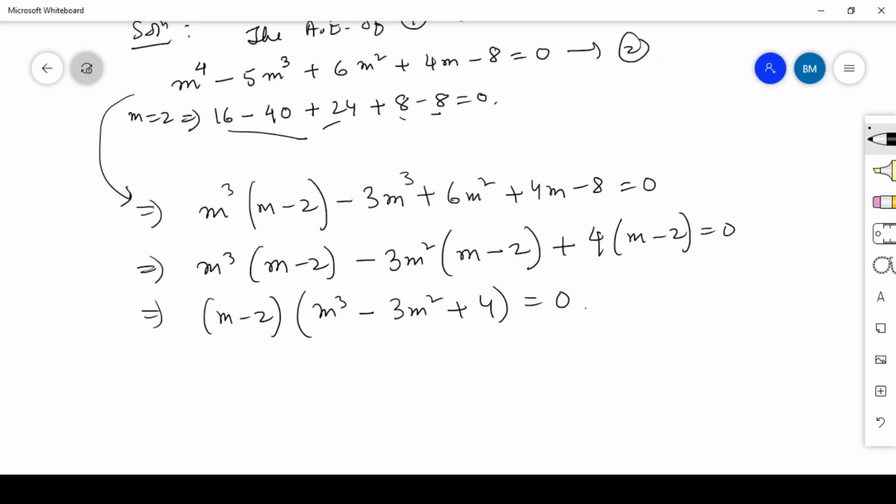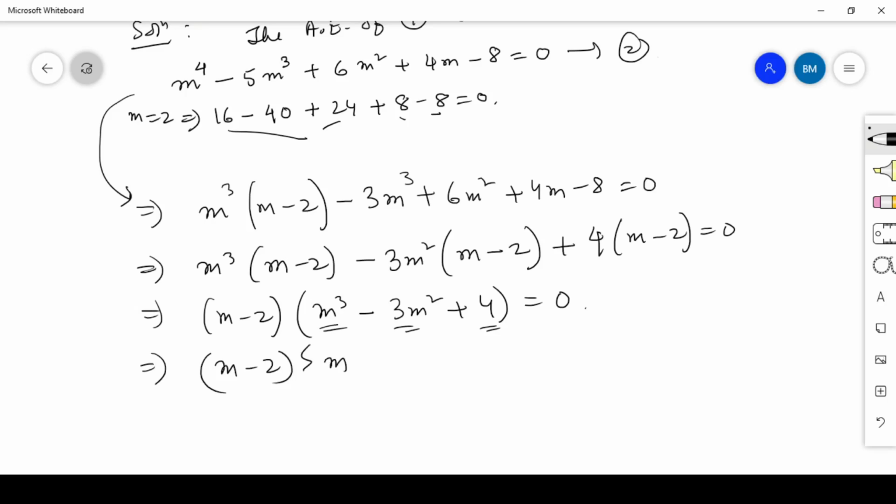Also you see, if I put m equal to 2 here, then it is 8 minus 12 plus 4. Means m equal to 2 makes the value of m cube minus 3m square plus 4 zero. So m equal to 2 is again a root of m cube minus 3m square plus 4, means m minus 2 is a factor of m cube minus 3m square plus 4. So we shall factorize it.